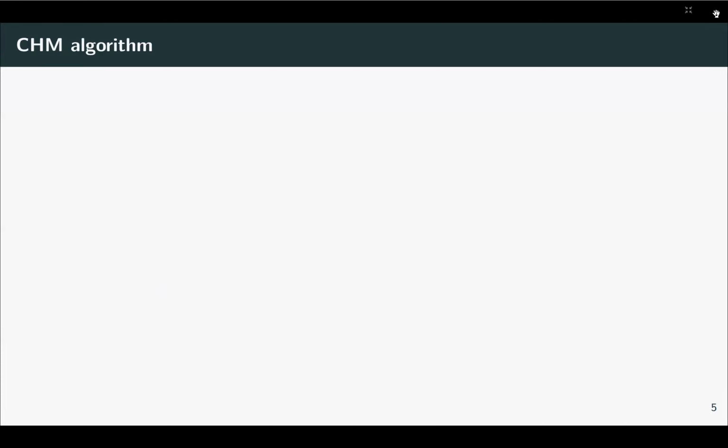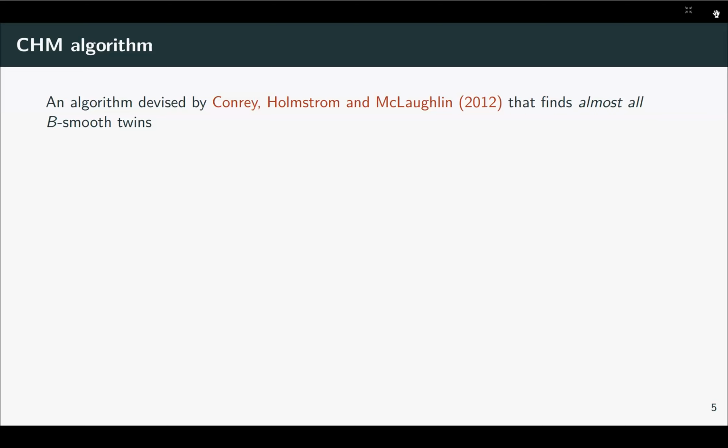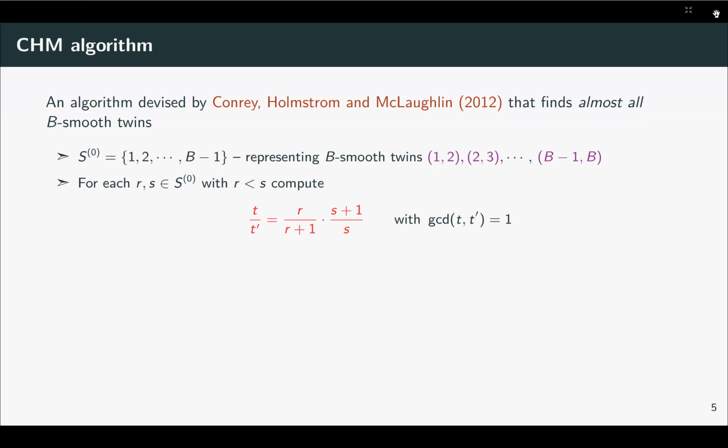So the CHM algorithm is an algorithm that was proposed in 2012 by Conrey, Holmstrom, and Fong. It doesn't find all of the smooth twins, but does a pretty good job, and in particular it finds almost all of them. And the idea is the following. We're going to start with an initial set of these twins, which I'm just going to write as the numbers on the left-hand side. So this is the set 1 up to 3 minus 1.